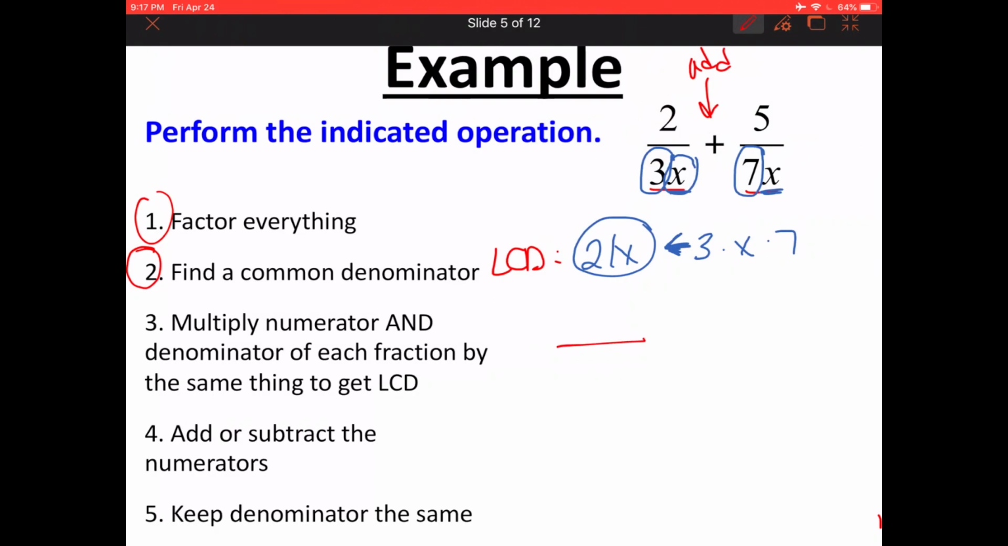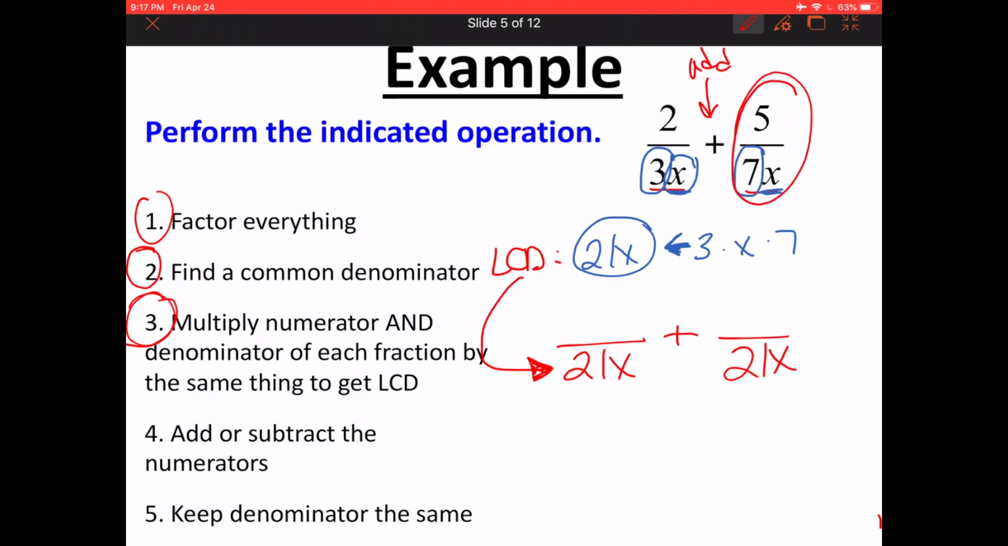So now I know that I want both of my fractions to have 21x on the bottom. Does that make sense? That's the whole point. You want that LCD, that least common denominator, to be on the bottom of both of your fractions. Now let's go to step 3. Multiply the numerator and the denominator to get the LCD. So let's start here with this fraction on the right. How do I turn 7x into 21x? What do I have to multiply by? I have to multiply by 3.